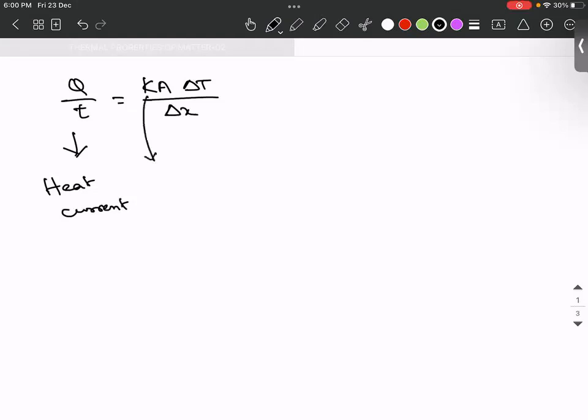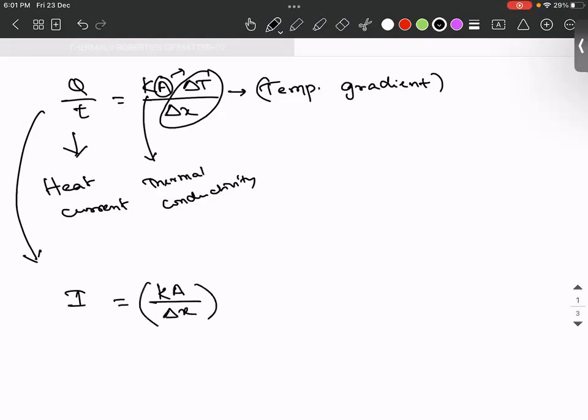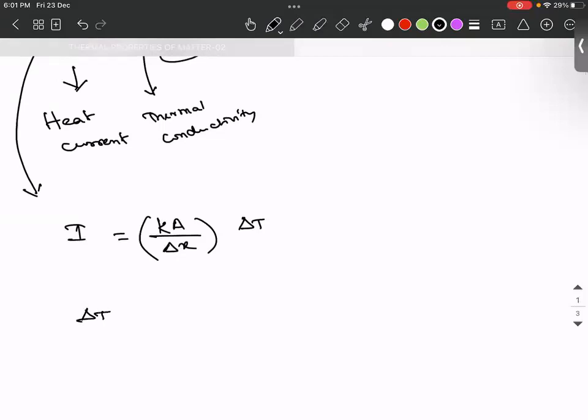K is called the thermal conductivity. A is called the area of cross section. Delta T by delta X is called the temperature gradient. Now, if I rearrange and represent Q by t as I, then I is equal to K into A divided by delta X into delta T. Rearranging this equation, I get delta T is equal to I into delta X divided by K into A.